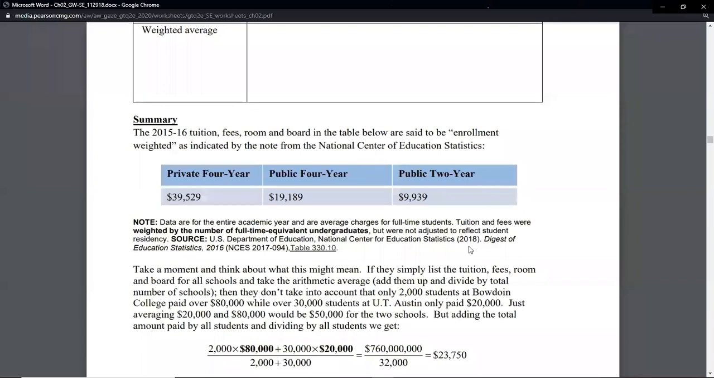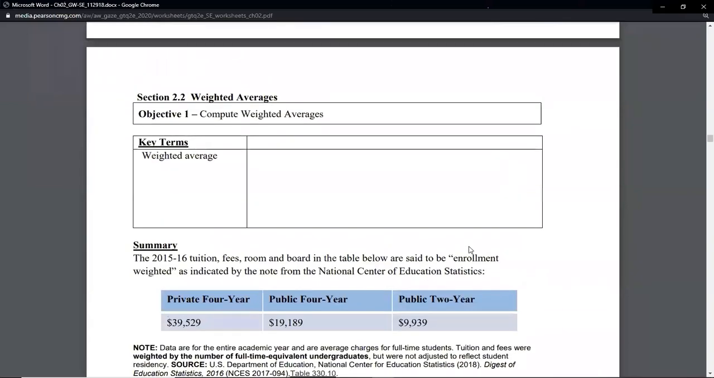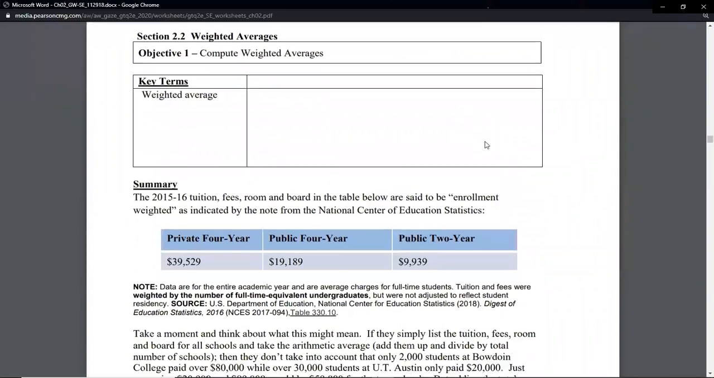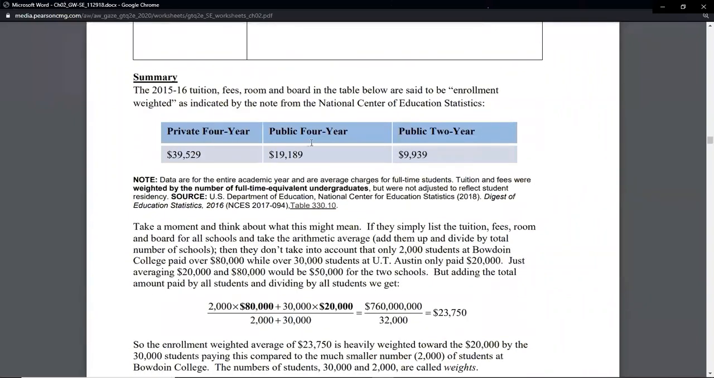So I just want to kind of peek at the intro to this 2.2 section. Weighted average, you could just write your formula there if you wanted to. What they have here is they're talking about tuition, fees, room and board, all that jazz for the 3 different categories of schools we talked about before.